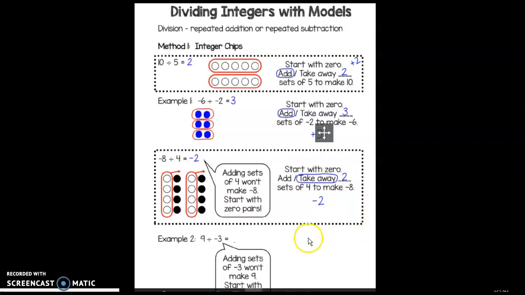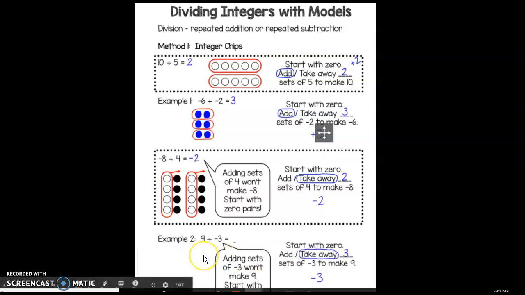All right, let's look at example 2. Positive 9 divided by negative 3. Adding sets of negative 3 won't make 9. So we're going to start with 0. And we're going to take away 3 sets of negative 3. So we're going to have 0 pairs.